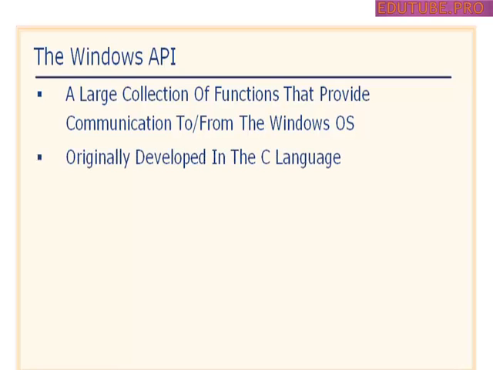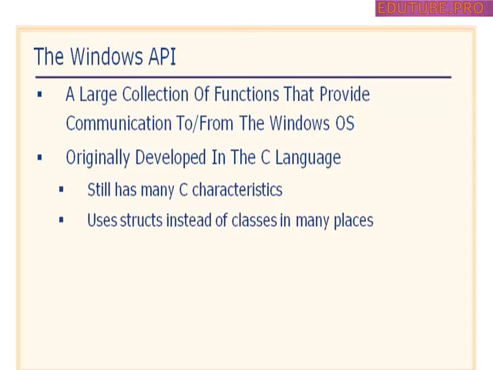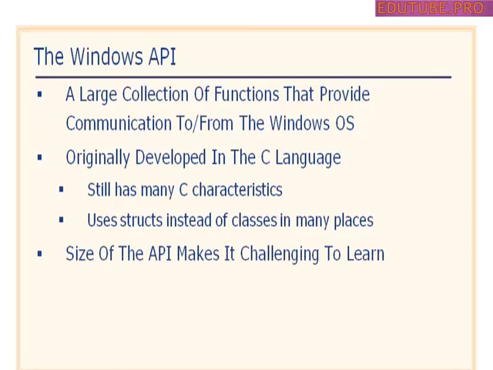Now here's the deal though. Windows as an operating system was originally developed in the C language. For that reason you'll still see a lot of C characteristics in there. A good example, which I talked about earlier in the course, is that you're going to see a lot of structs out there instead of classes. It's just the way it is, so don't freak out about it. Just use the structs and understand what they are. We talk about them in a video here in the course, I think it's called Using a Struct.